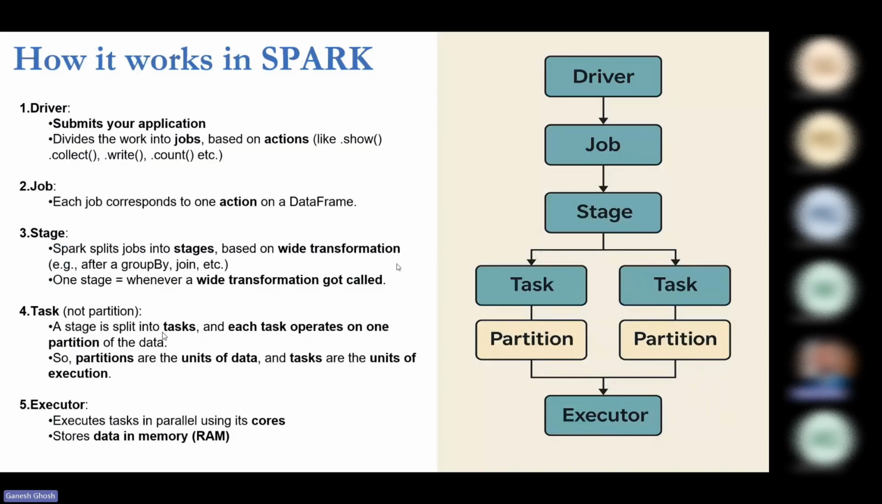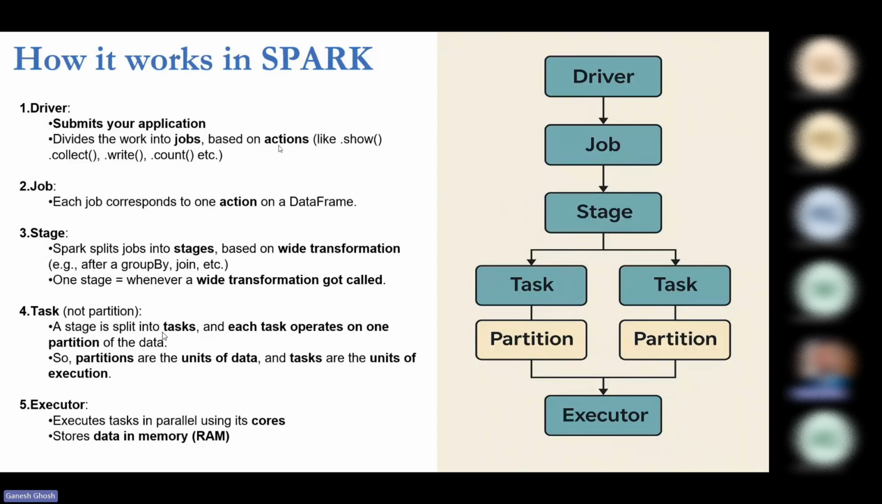So let's start. How does it work in Spark? So you saw our driver node is there. We submitted our script, and the driver will create the execution plan, and in that execution plan we can have one or multiple jobs. How will it define a job? Let's see in this portion. When we submit our application, the driver divides that work into jobs based on actions. So how will a job get decided from that execution plan?